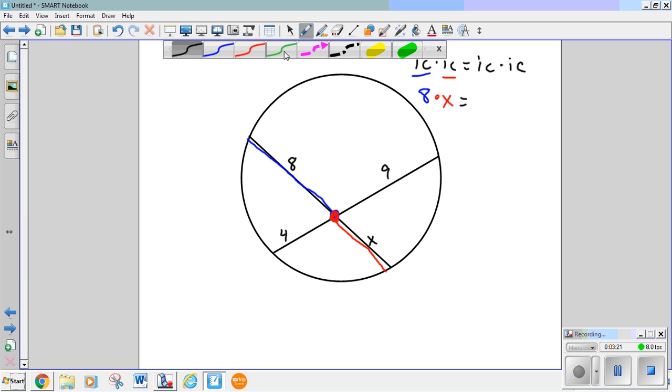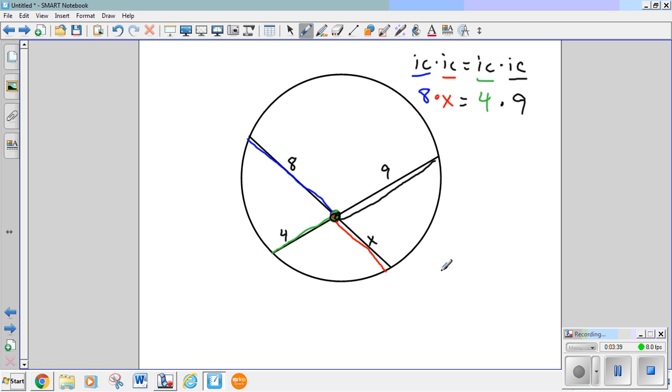go to the second segment now. From the intersection to the circle is 4, and from the intersection to the circle is 9. Now solve. 8x equals 36. Divide both sides by 8, and x equals 4.5.